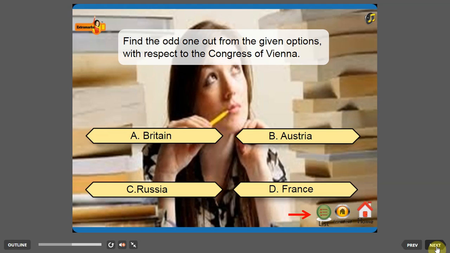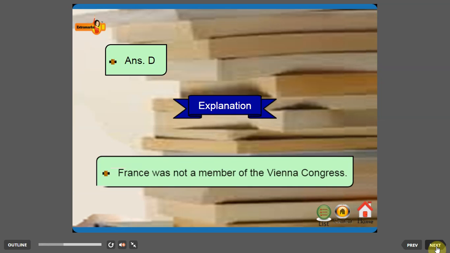Now let's see if you are able to answer this question. Find the odd one out from the given options with respect to the Congress of Vienna: Britain, Austria, Russia, and France. Are you able to find out? The correct answer is D, France. France was not a member of the Vienna Congress. Actually, this was signed against France by the winning powers of the other ones.